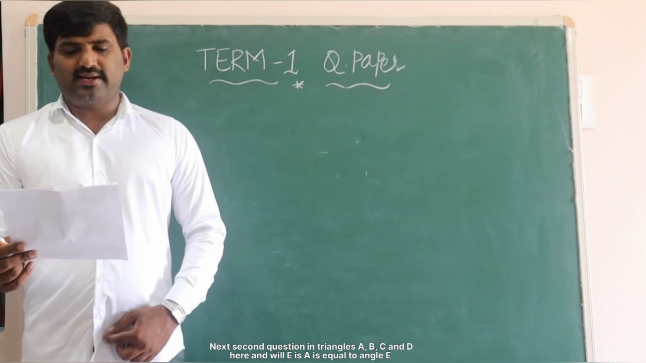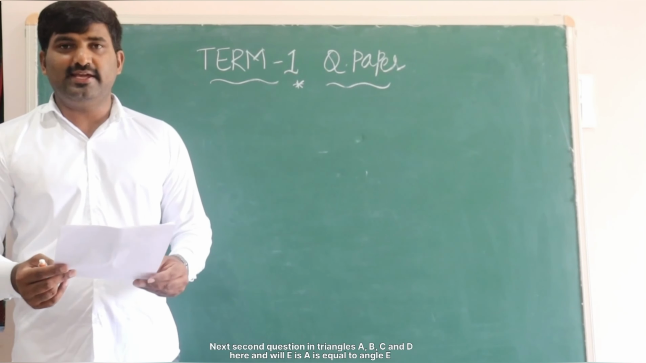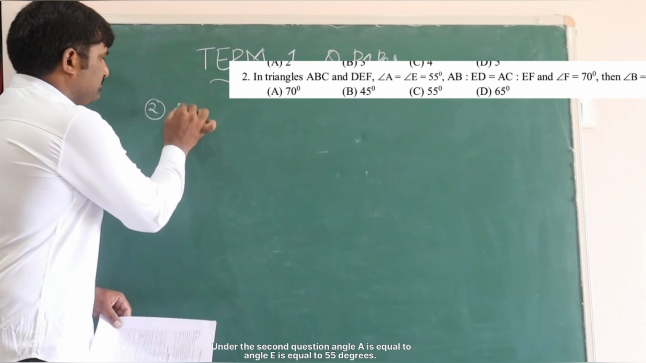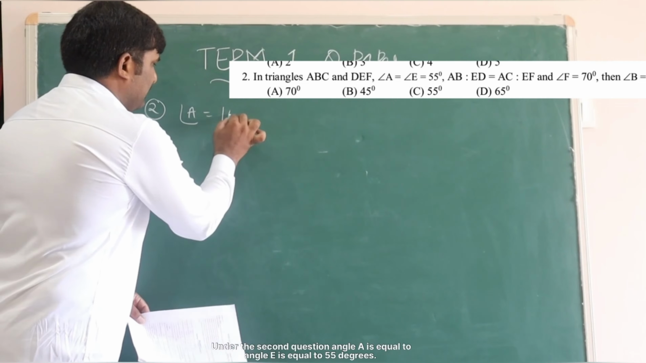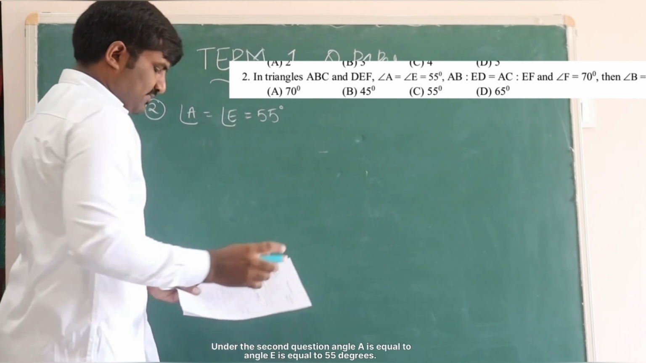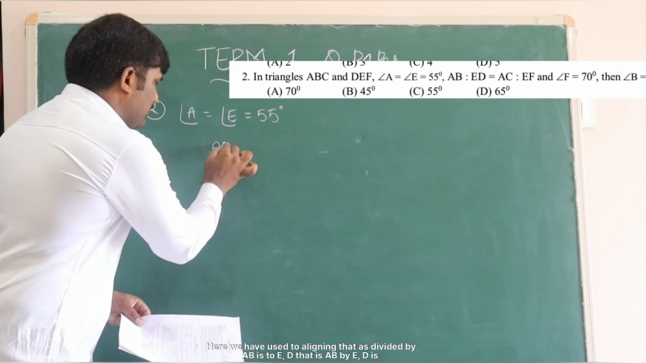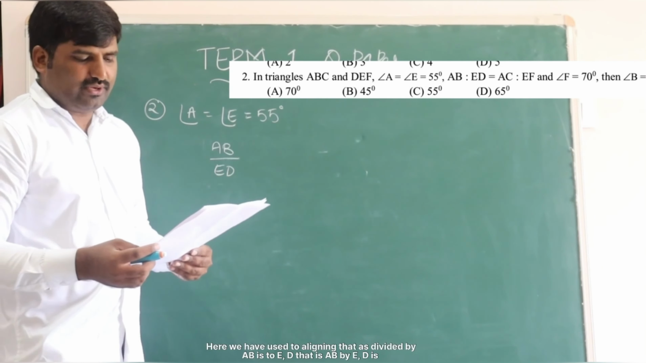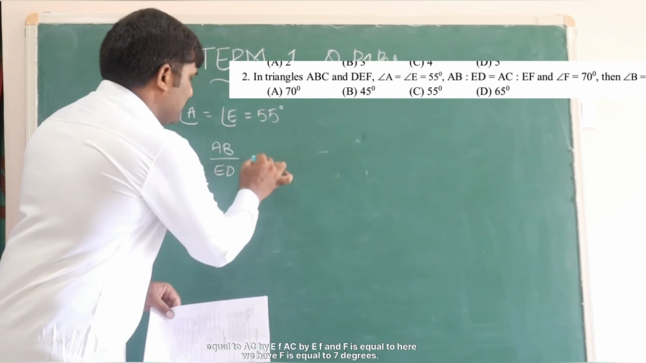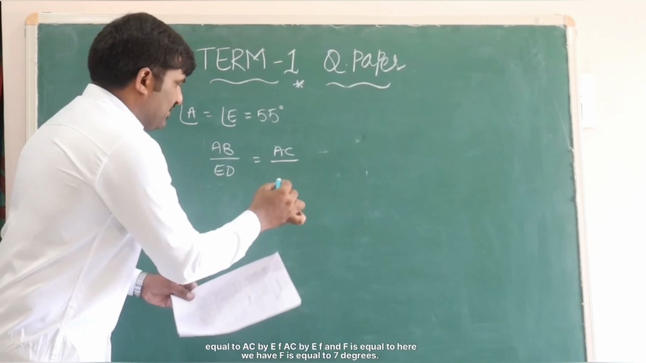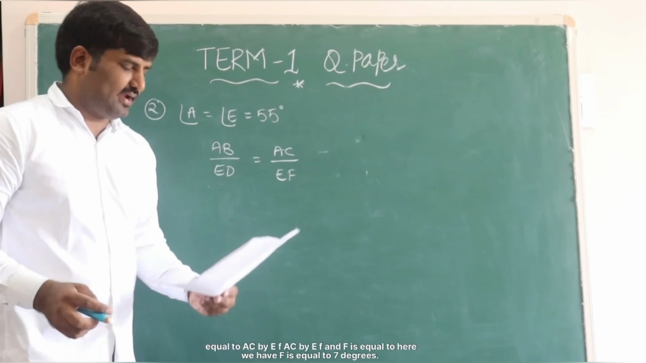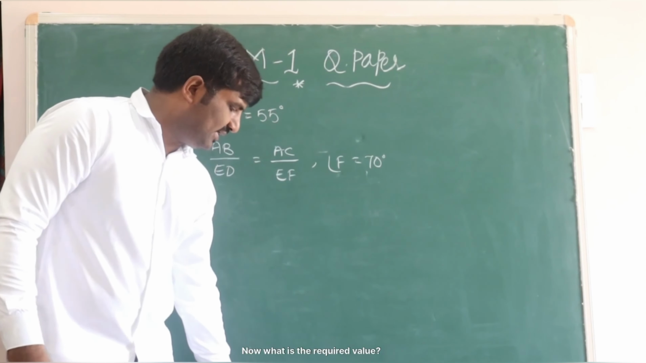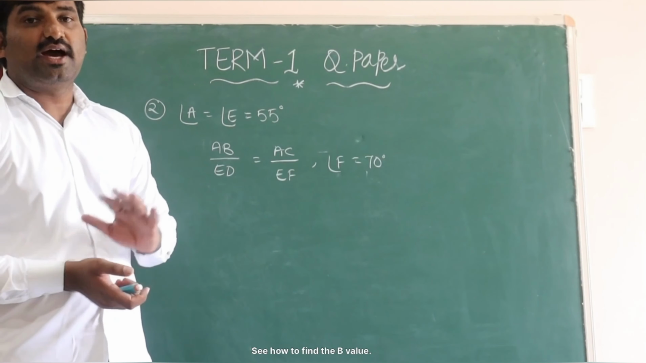Next, second question. In triangles ABC and DEF, angle A is equal to angle E, which is equal to 55 degrees. I am taking the second question. Angle A is equal to angle E is equal to 55 degrees. Next, AB by ED is equal to AC by EF, and angle F is equal to 70 degrees. Now what is required here? Then we want to find the B value. See how to find the B value.